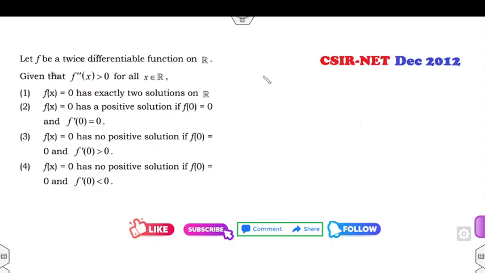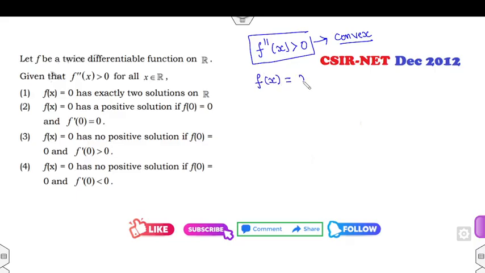Let f be a twice differentiable function such that f double dash x is greater than 0. Fine, that is the meaning of convex function. Otherwise, can you think about any function whose second derivative is greater than 0? x square, or x square minus 1, or x square plus 1 and so on. Then f of x is equal to 0 has exactly two solutions in the R.